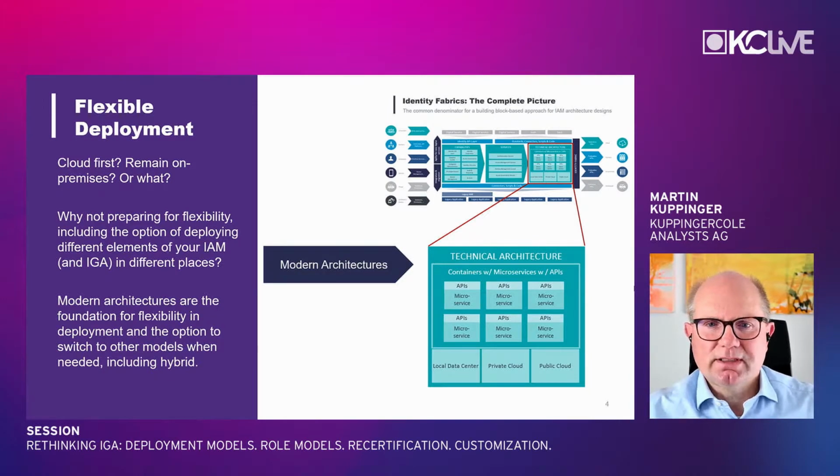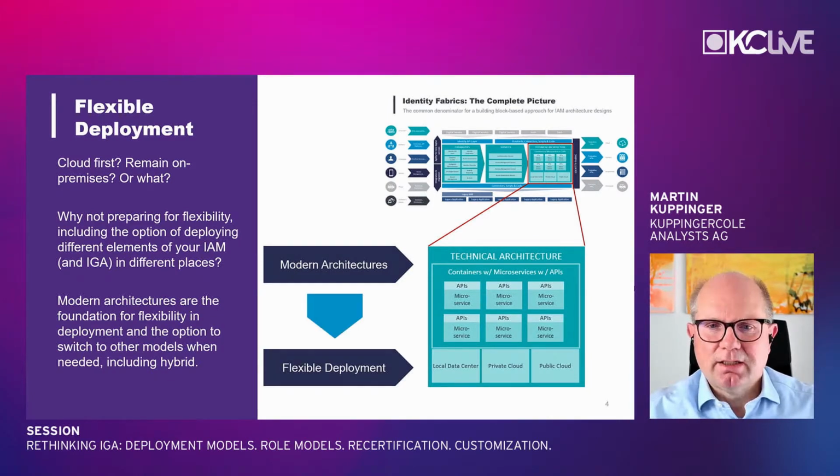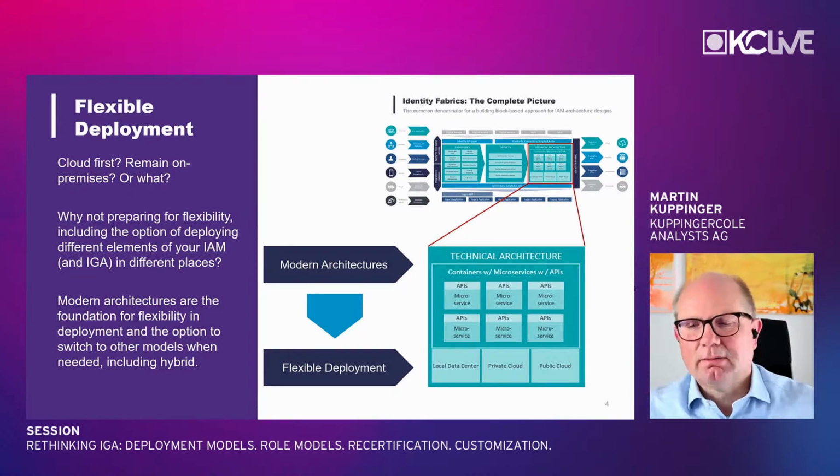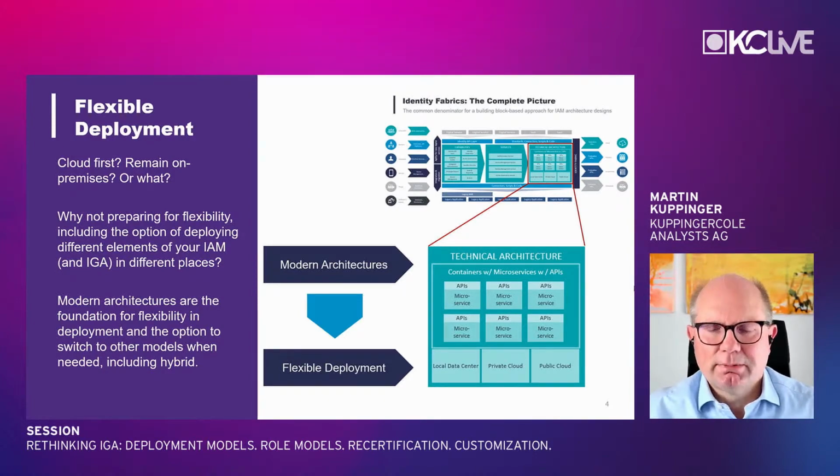So with these architectures, you prepare for the flexible deployment. This is a very logical thing. And if you look at the picture in the upper part, then there's the architecture, and this is what then provides the option for the flexible deployment of our overall IGA solution. So that was part one. Part two, roles.